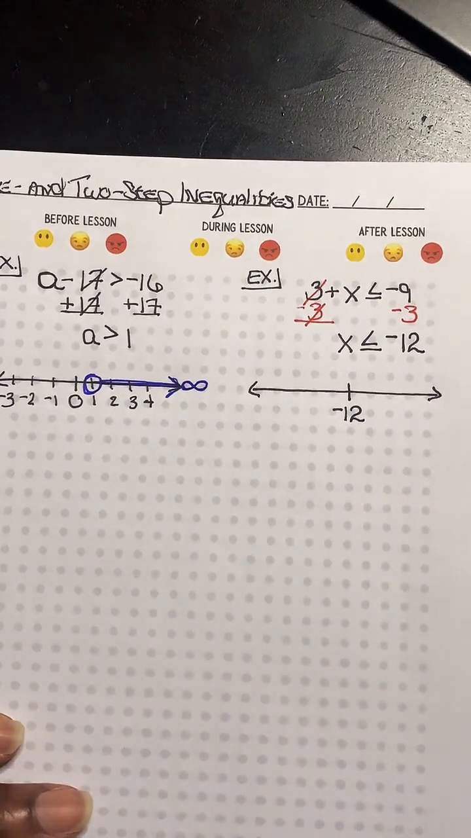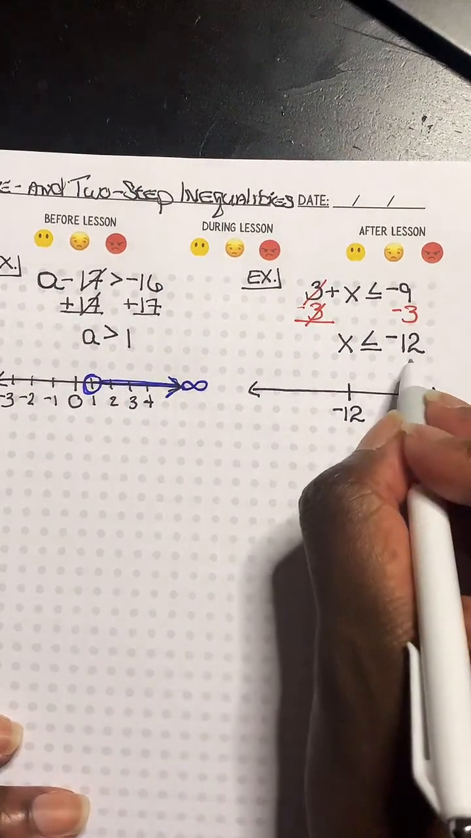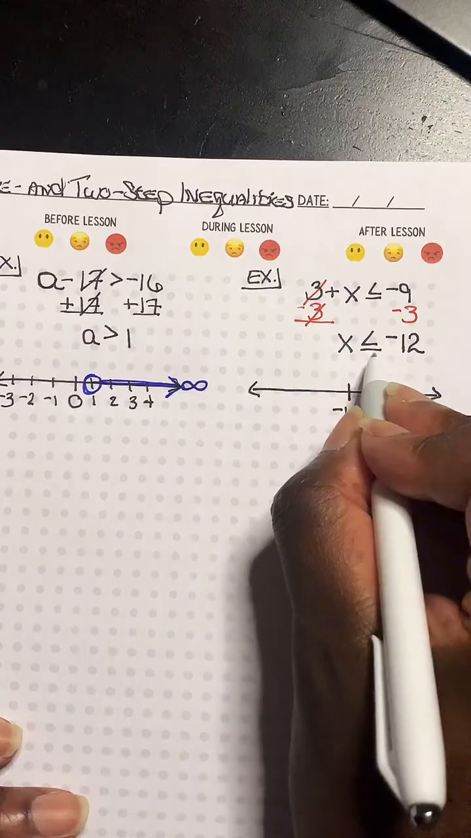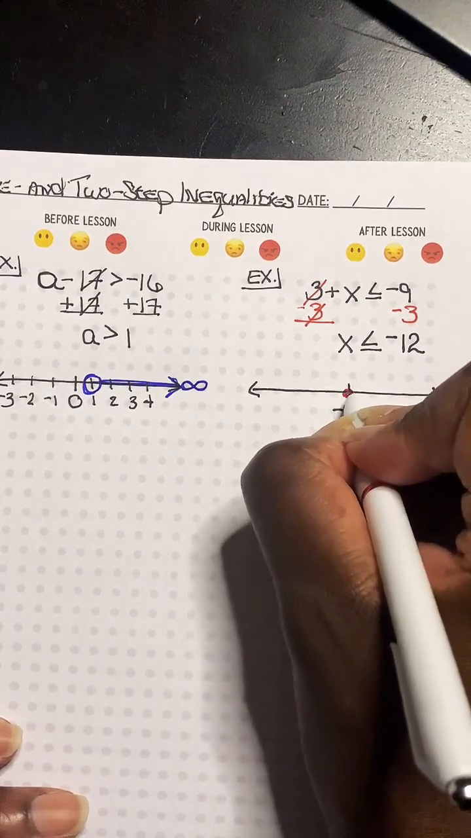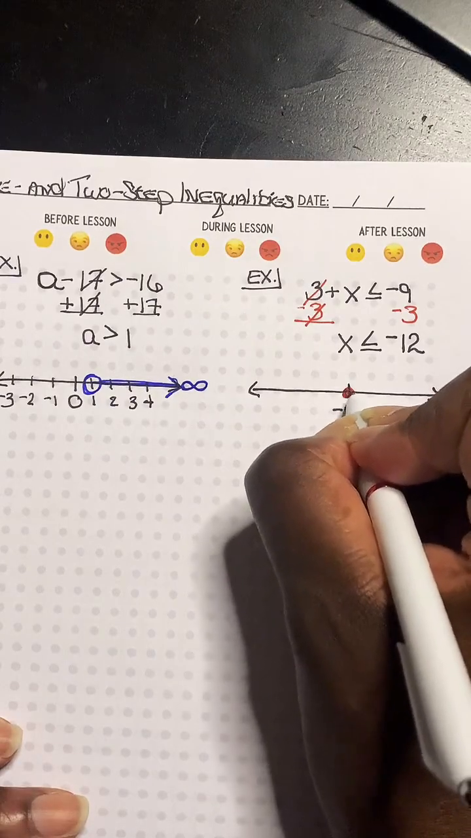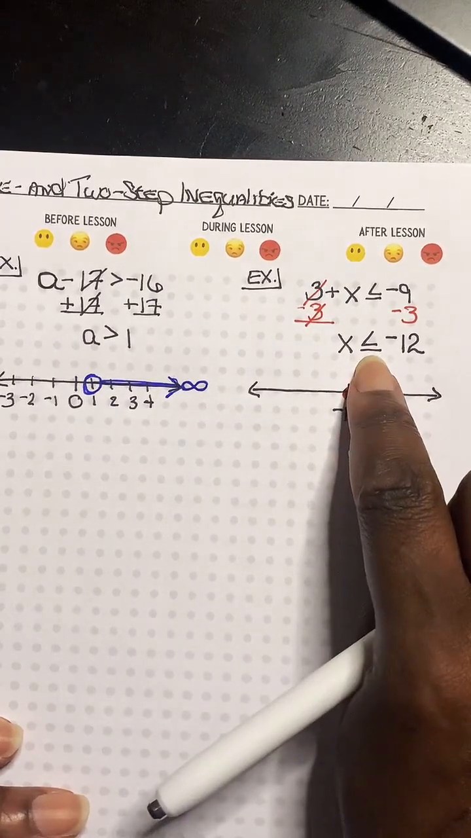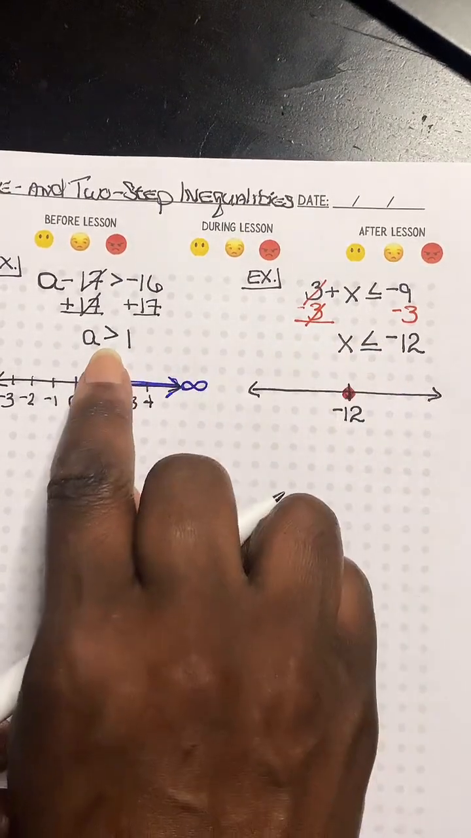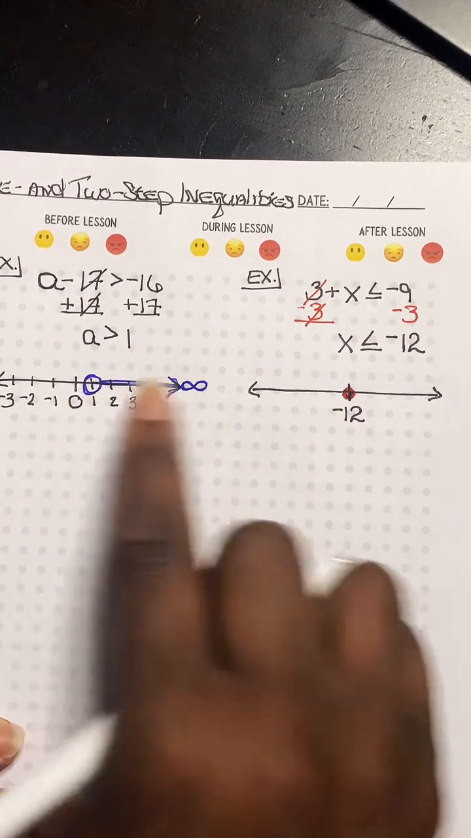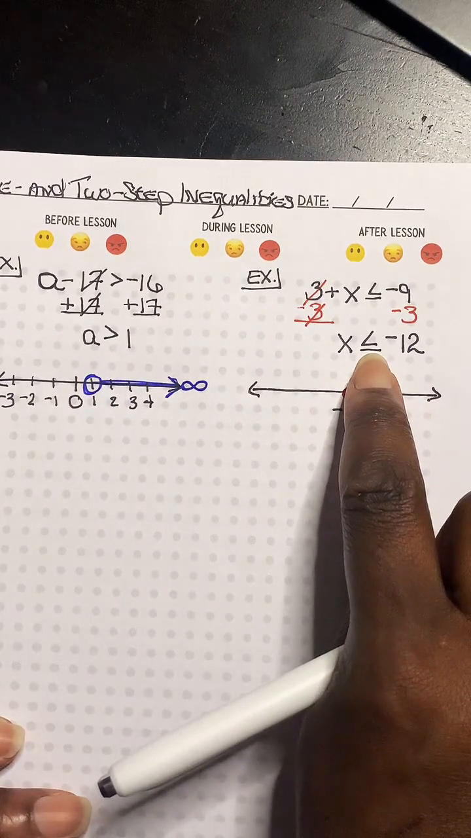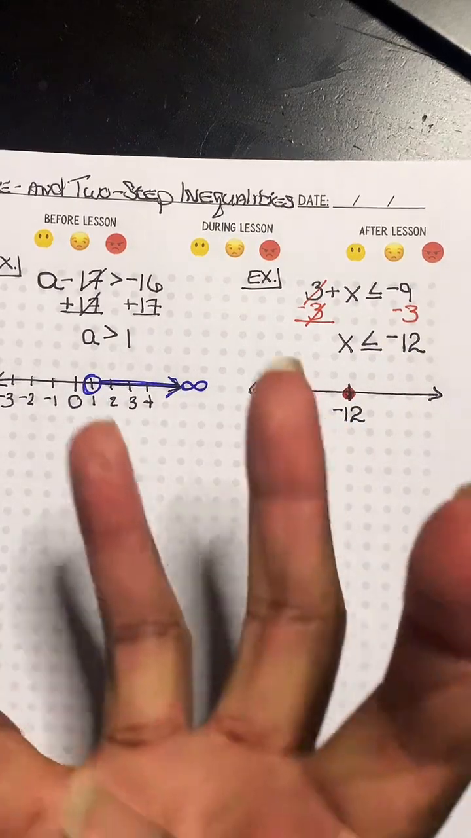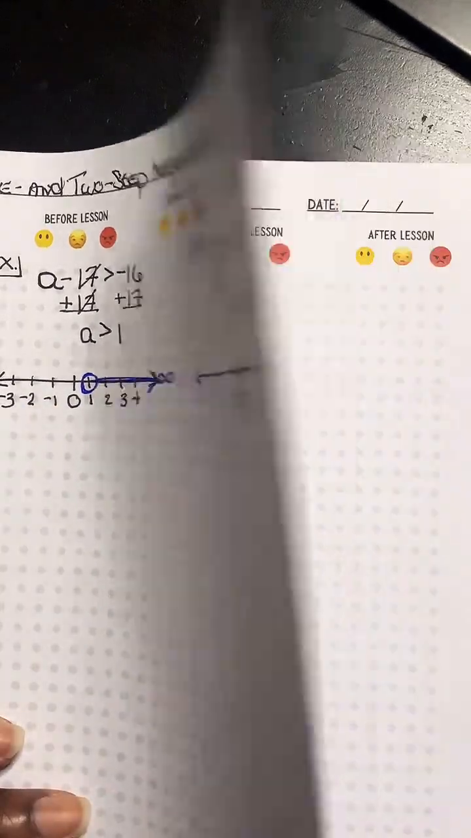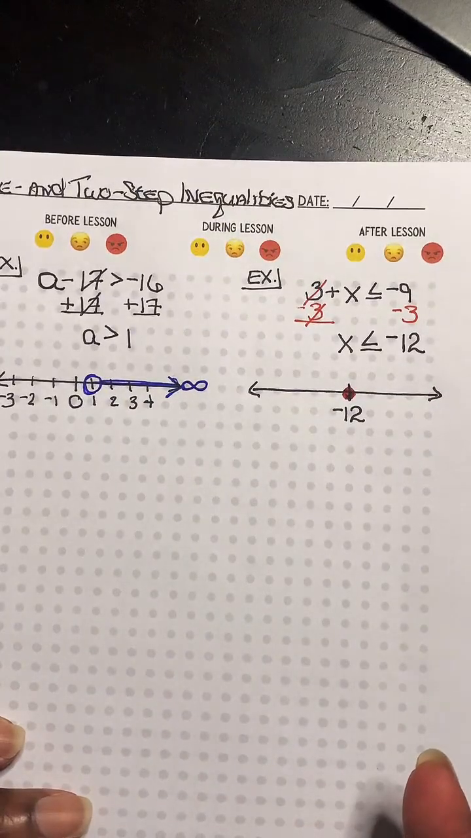So if I have less than or equal to, that's going to be a dot. It's going to be closed. When the line is not underneath the inequality sign, it's going to be open. But when the line is underneath the inequality sign, it's going to be closed because we're including our -12.